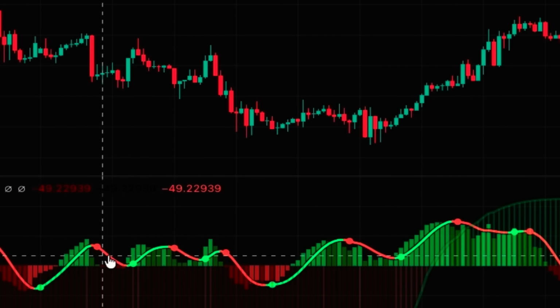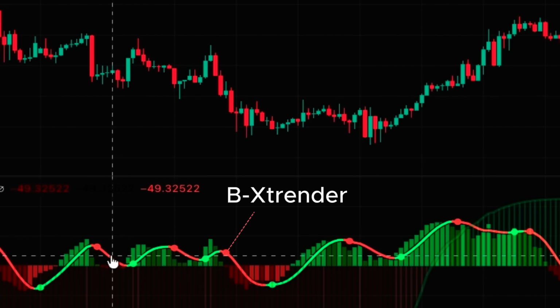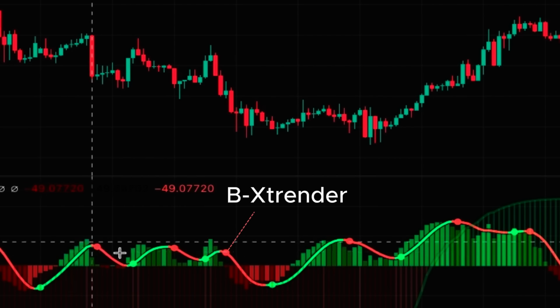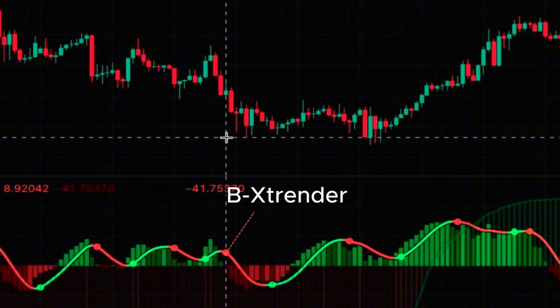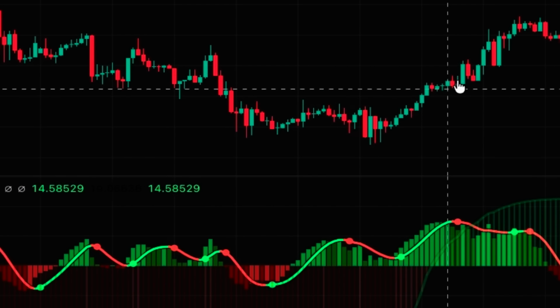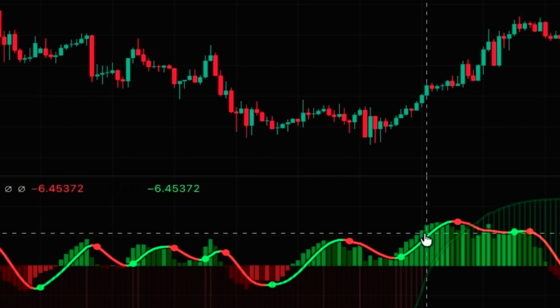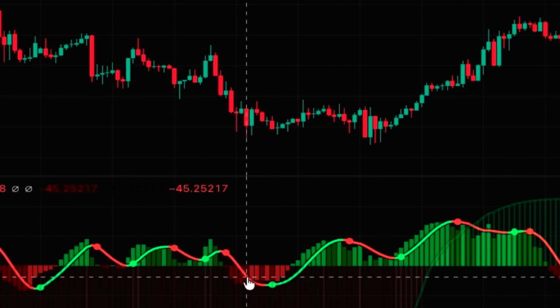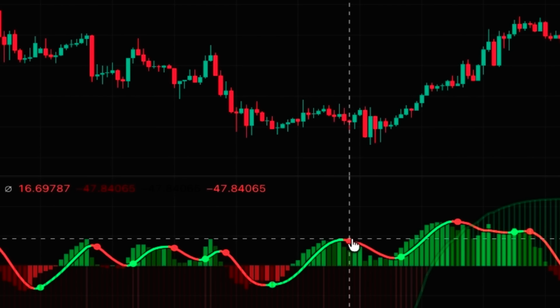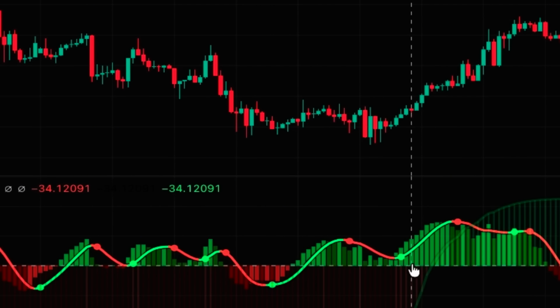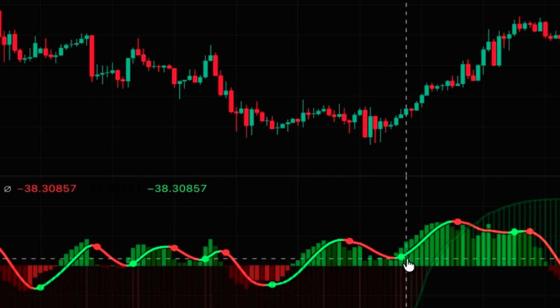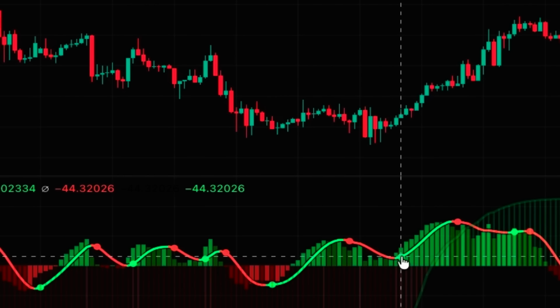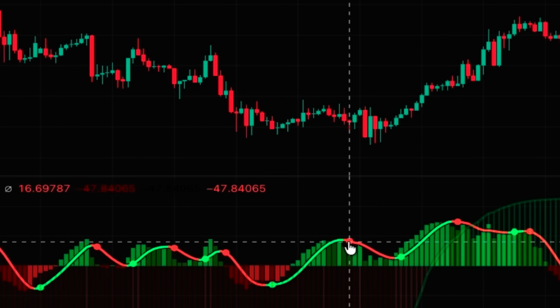Alright, this line here is BX Trender line. It changes color between green and red depending on the direction of the market. In times that the price is advancing, the color of the line is green, and in times that the price is declining, the color of the line is red. On the point of the color changing, the indicator also shows red and green circles that are actually buy-sell signals in this indicator. Green circle is a buy signal and red circle is a sell signal.